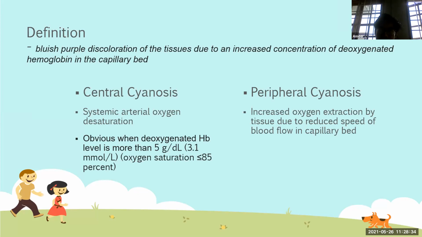So when a patient with a central cyanosis presented to you, the oxygen saturation is most likely around 85% at the highest. Okay, the second type of cyanosis is peripheral cyanosis. Peripheral cyanosis is caused by the increased oxygen extraction by the tissue due to the reduced speed of blood flow in the capillary bed. Okay, so for today's presentation, I will focus more on the central cyanosis.